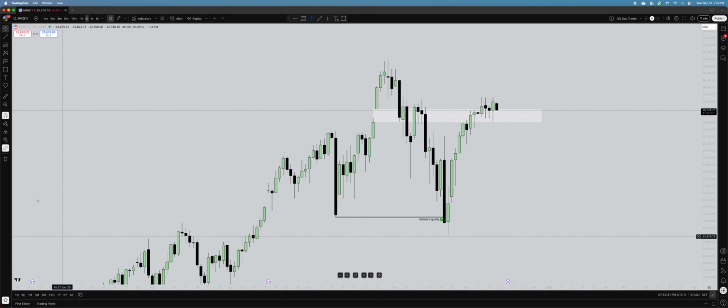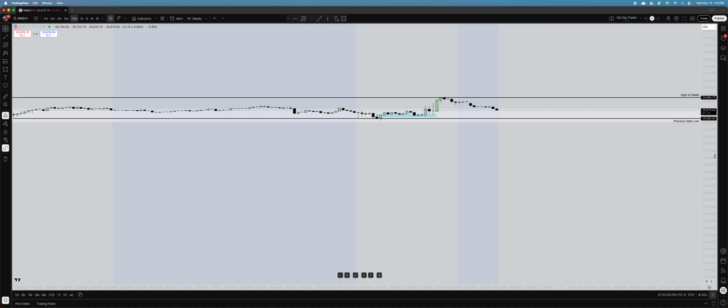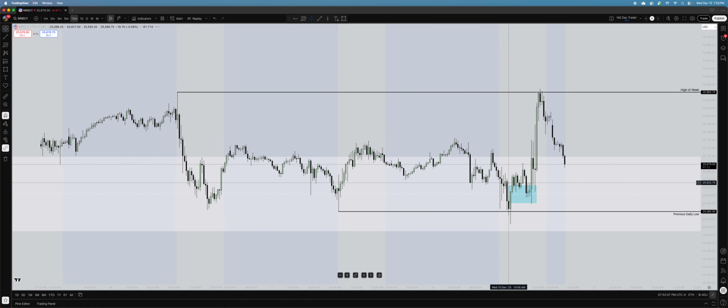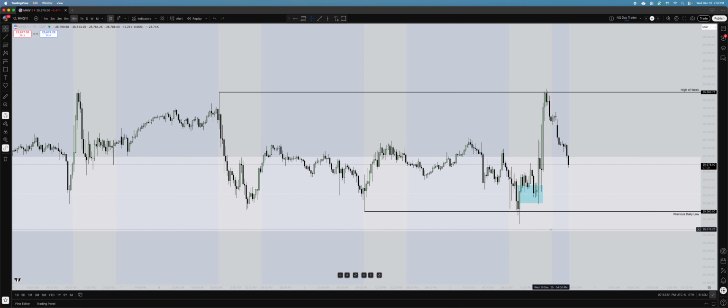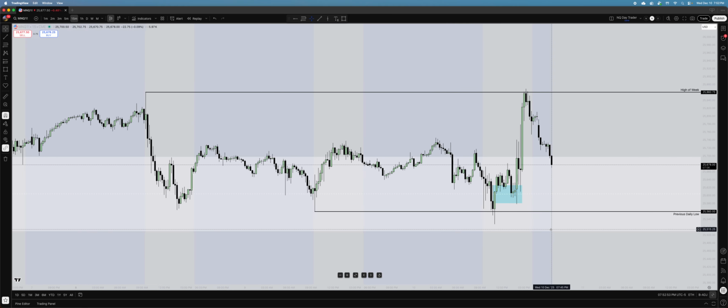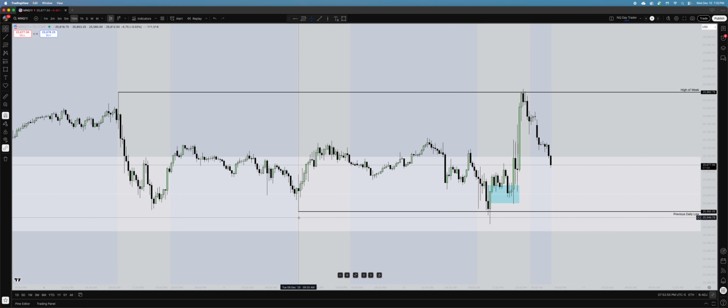So I'm going to drop us down to the 15-minute chart, okay? And you'll see that the white shaded area here is the daily volume imbalance. I want to bring your attention to this low right here, which was yesterday's daily low.